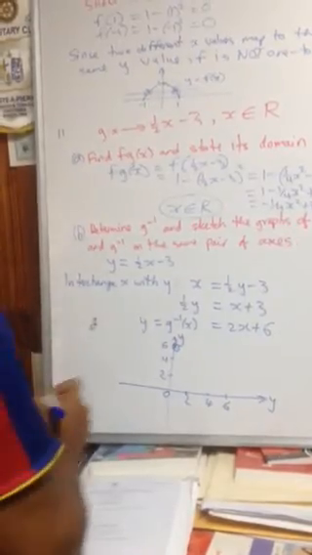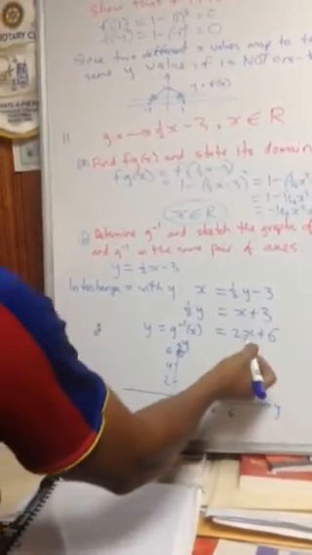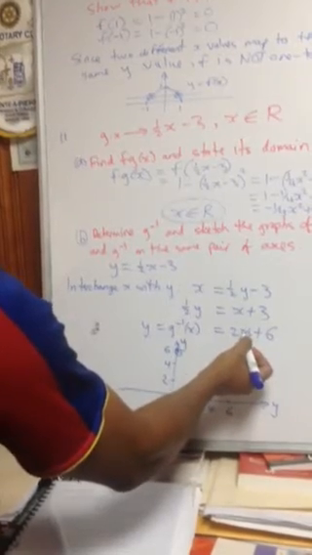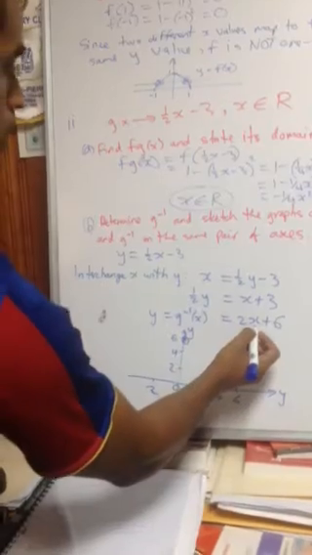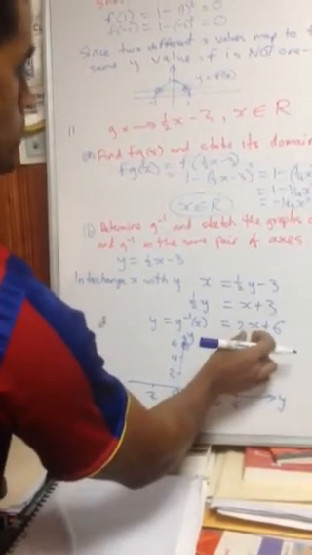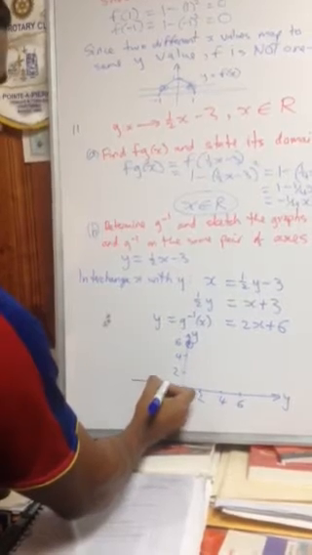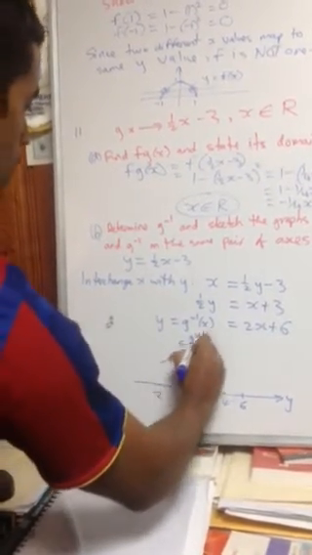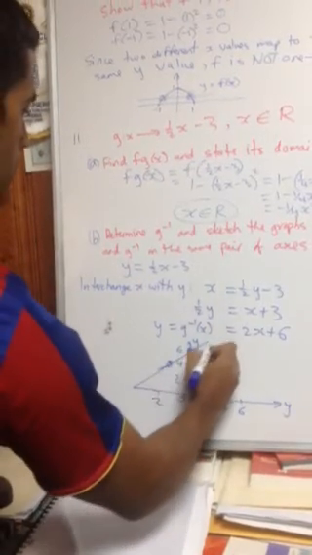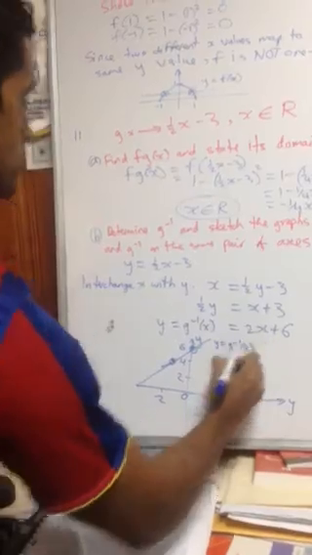1 point on g inverse, and if we let x be equal to minus 1, then 2 times minus 1 is minus 2 plus 6 is 4. Y will be equal to 4 when x is minus 1. That will be another point on the graph of y equals g inverse x.